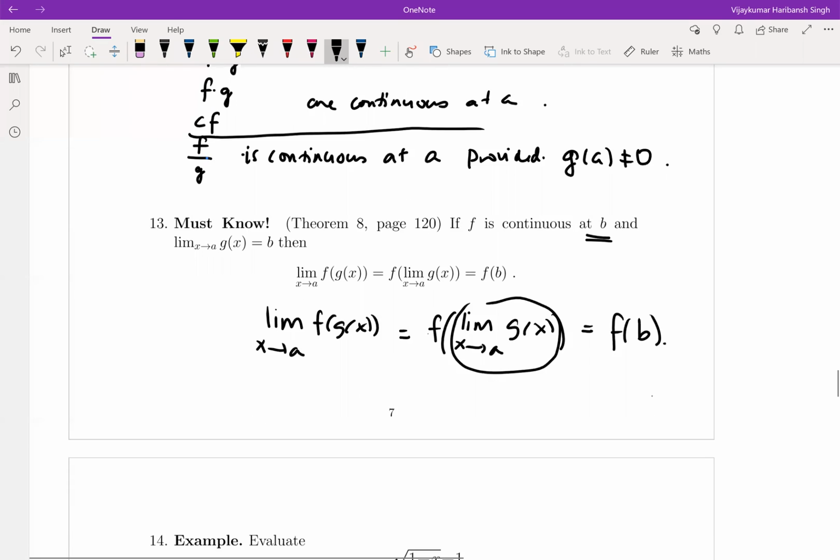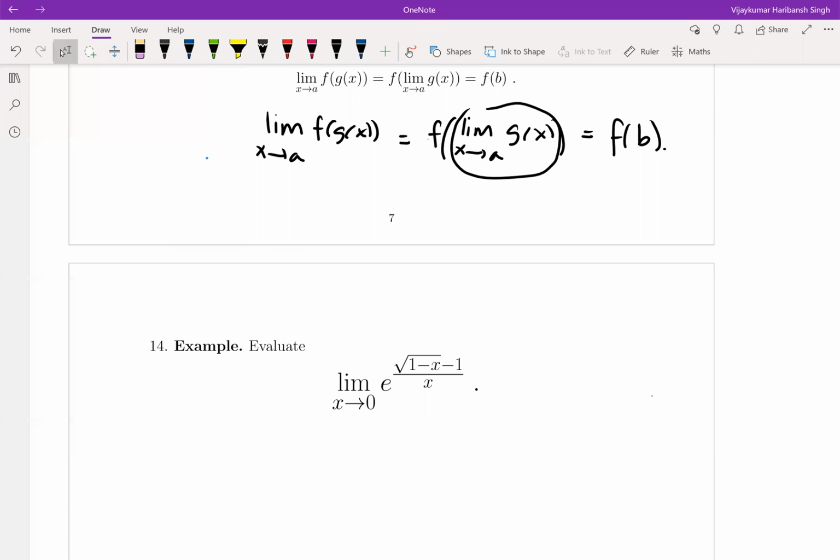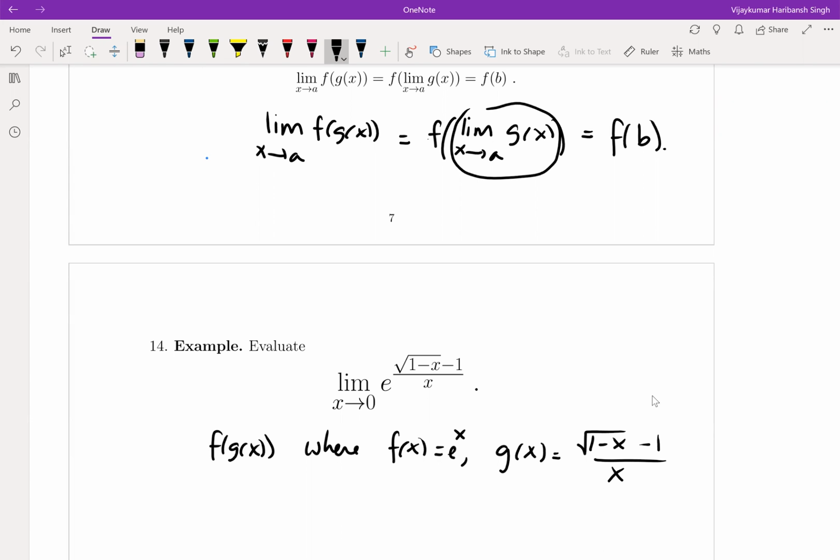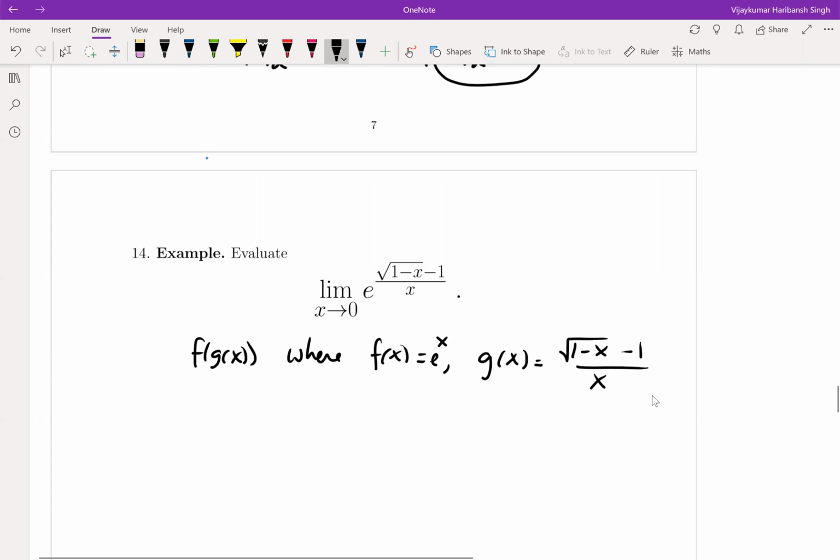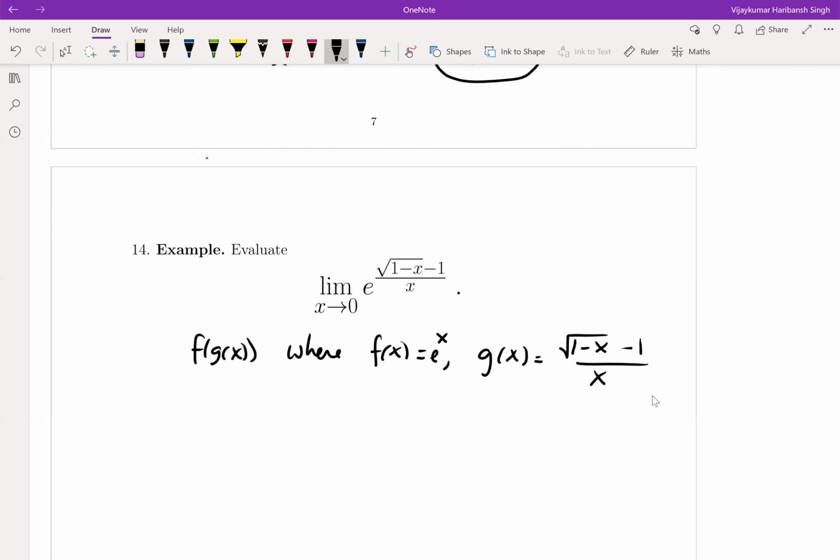Okay, so let's evaluate this. You can think about this as f of g of x, where f of x is e to the power x, and g of x is 1 minus x. So f is continuous on all real numbers. So this limit, if it exists, is going to be, now you can compute the limit inside the exponential. So this is going to be e to the power limit as x goes to 0.